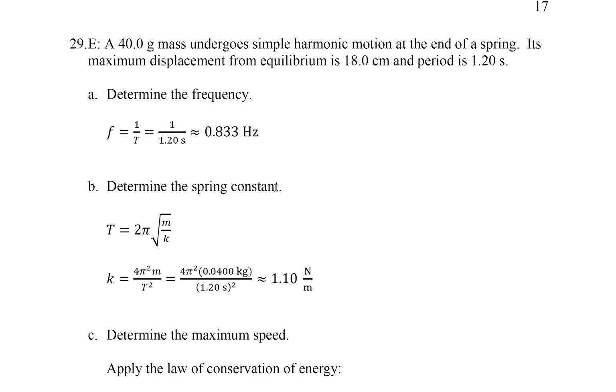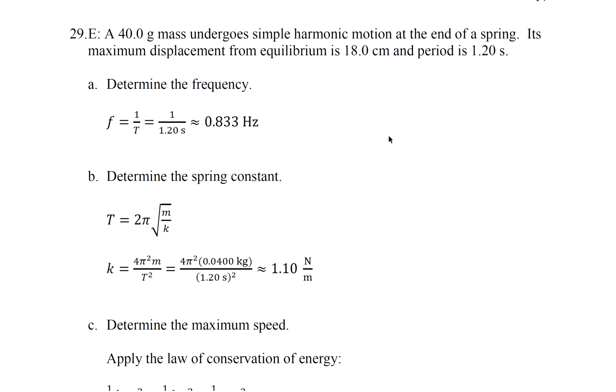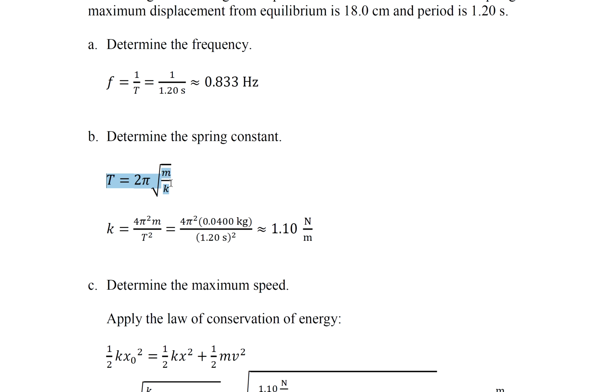Question 29. A 40-gram mass undergoes simple harmonic motion at the end of a spring. Its maximum displacement from equilibrium is 18 centimeters and period is 1.2 seconds. So part A, determine the frequency. We have this equation. Part B, determine the spring constant. We have this equation.